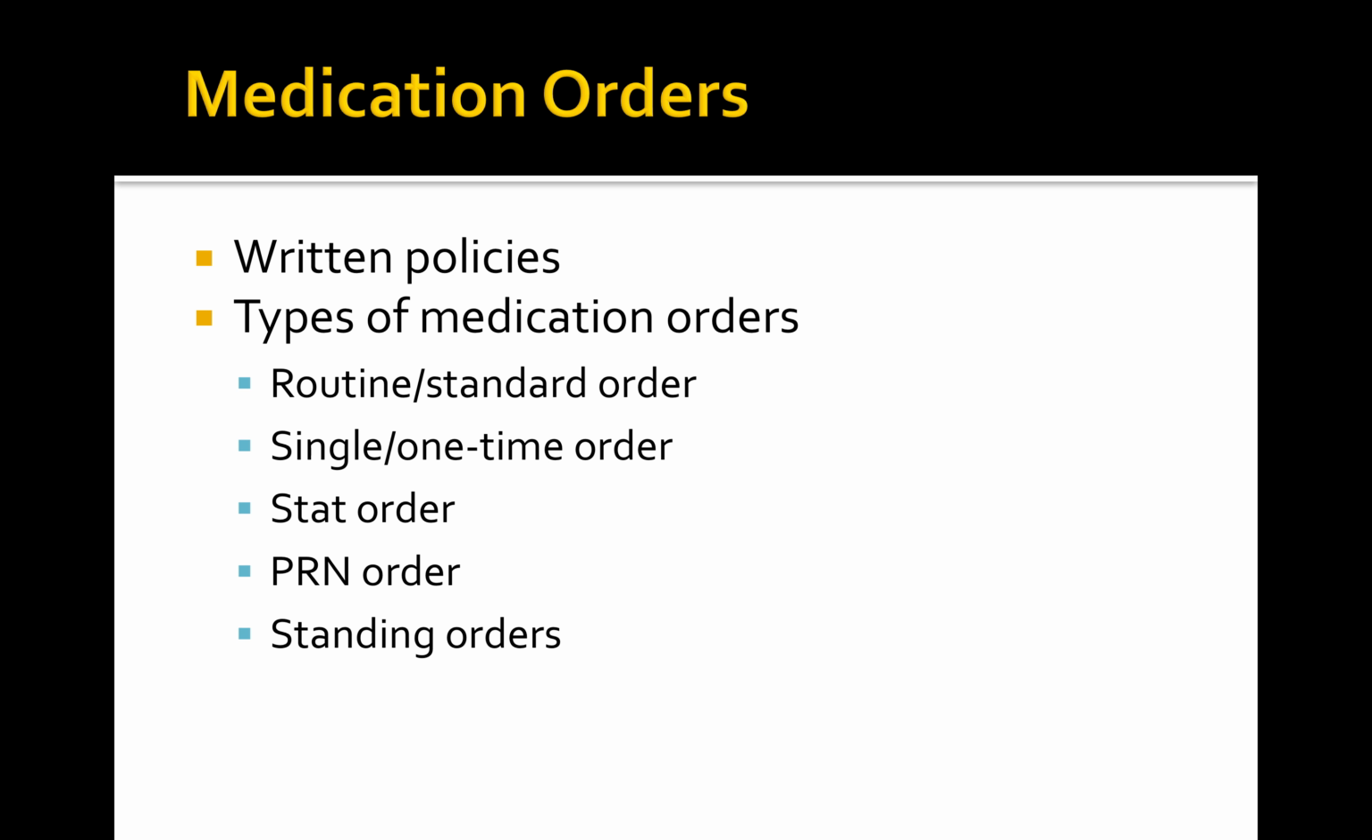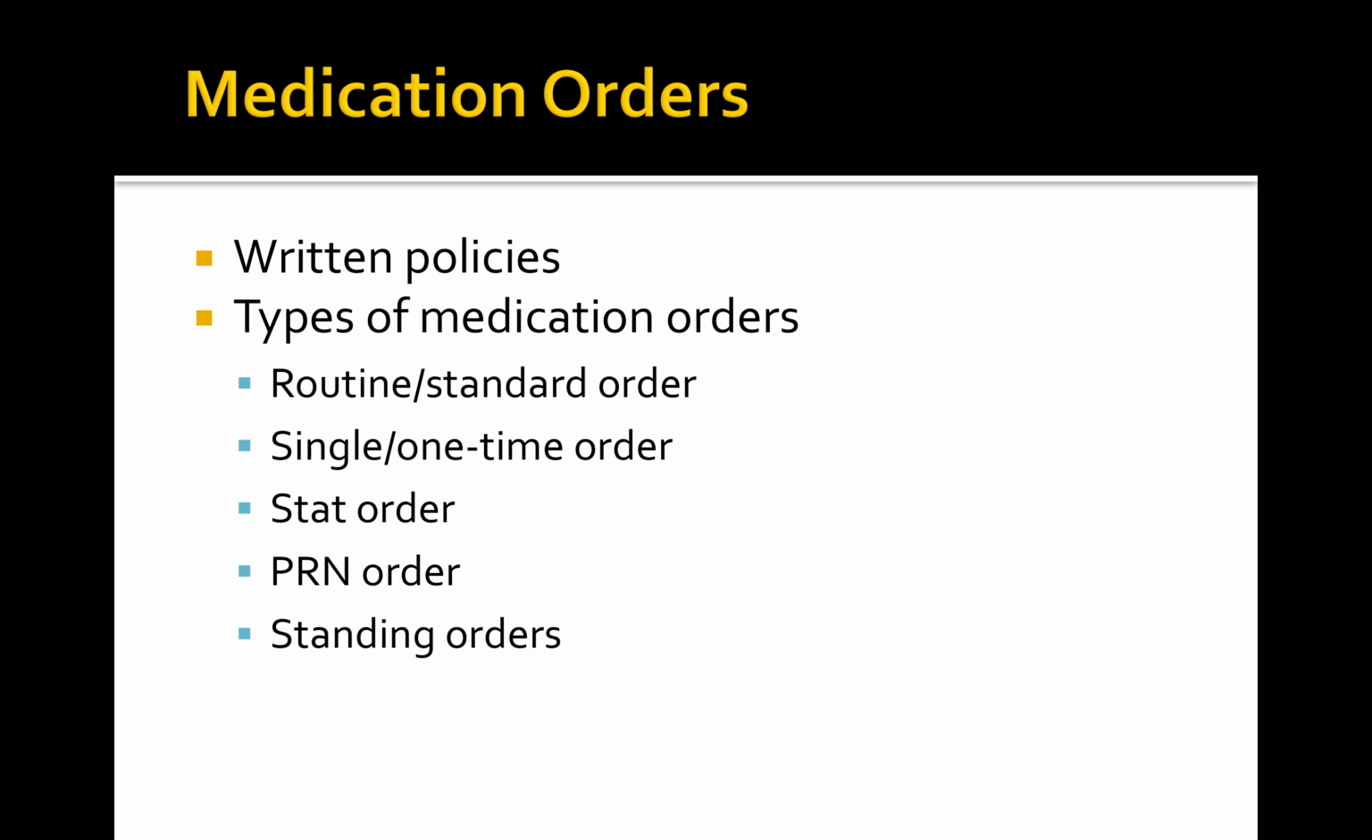Written policies, types of medication orders. We've got routine orders. Routine means they're going to be given on a routine basis. They may not have a termination date. The order may be in effect until the primary care doctor discontinues it or the client is discharged. A single one-time order means it's given at one time and only once, as soon as possible. It might be they're giving a diuretic just one time because they need to pull fluid off. It may not be repeated.